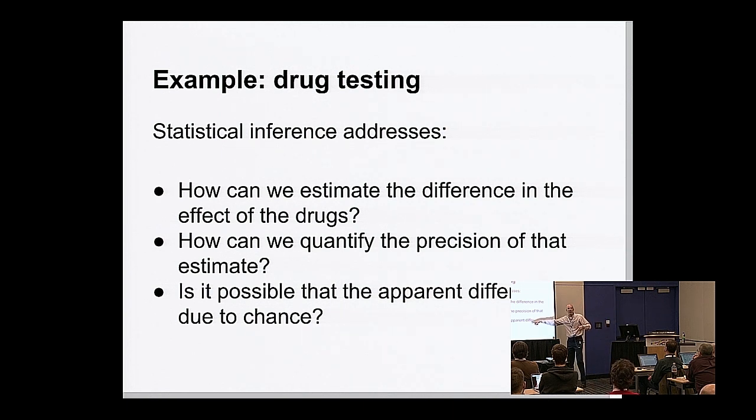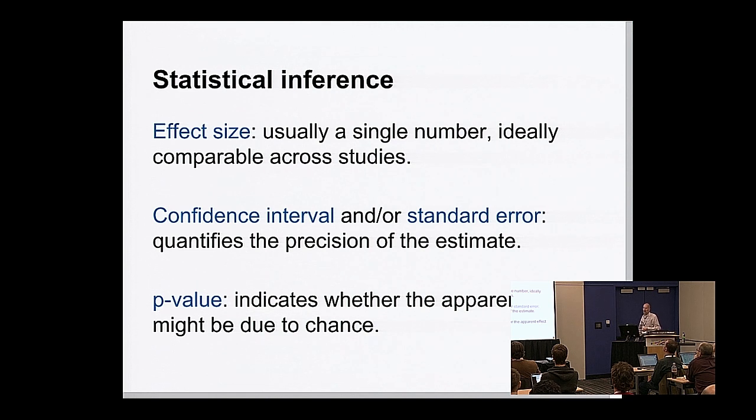And I also might want to do a hypothesis test. And this is something like, is there a difference between the drugs? Or is it possible that the apparent difference that we saw in the sample is just because of random sampling, and there's not actually a difference in the general population? So those are the kind of scenarios where we do statistical inference. These are the kinds of questions we would like statistical inference to answer.